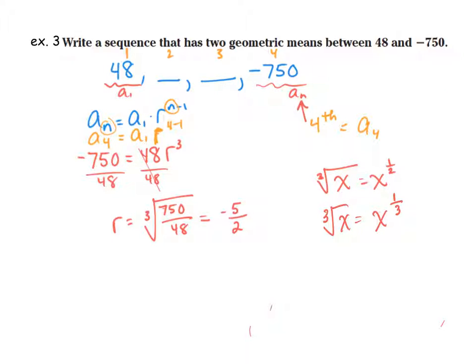All right, so we've figured out the common ratio, but we didn't actually write the sequence. We need to go back and fill in those extra numbers. So I have to do 48 times negative 5/2, right? And if I do that, I get negative 120. And again, if I multiply by negative 2.5, I get 300. And I could check myself, multiply by negative 2.5 again, and I'll get to negative 750. Okay?